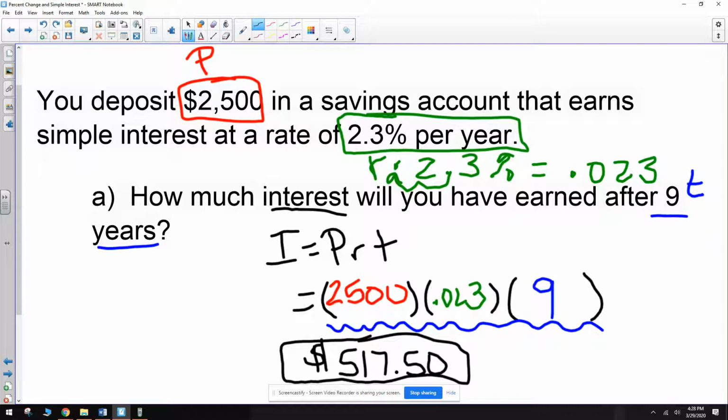So what that means is that the bank, after 9 years, will give me free money, $517.50, just because I left my money in their account at their bank over all the other banks. Okay, so it is free money. It does pay to save.